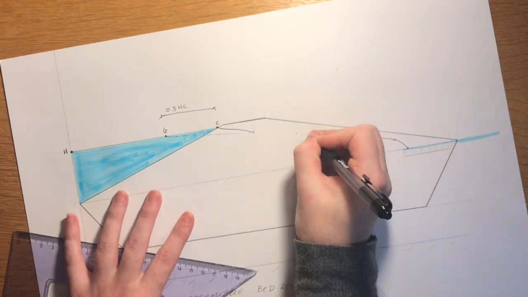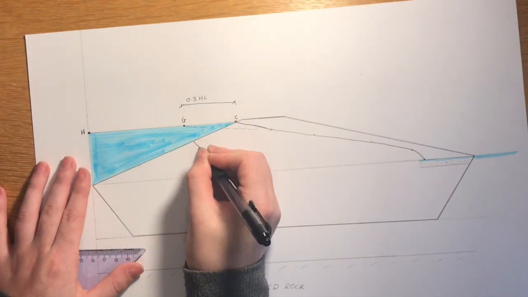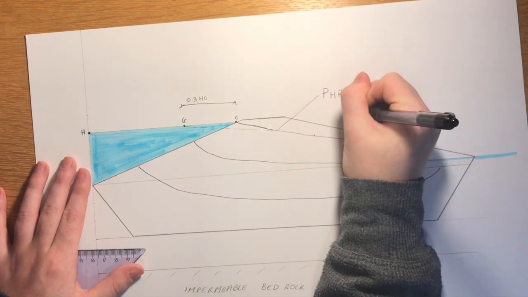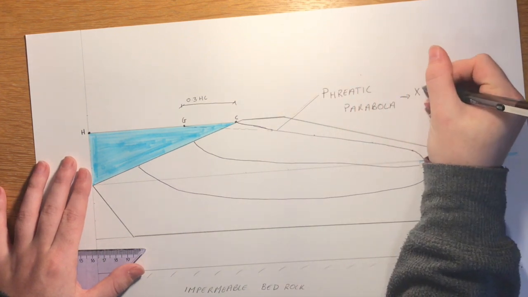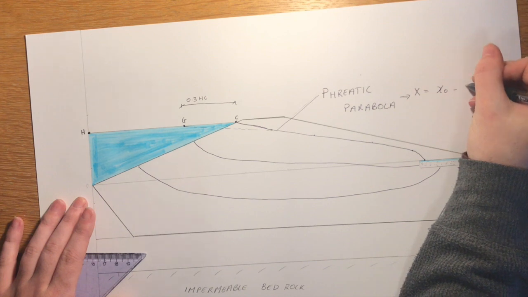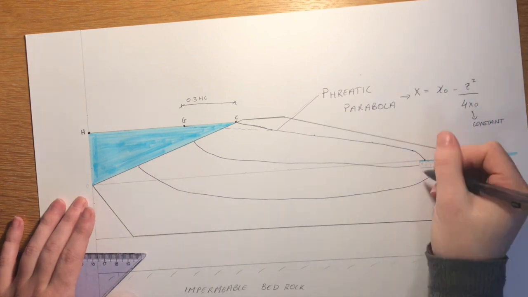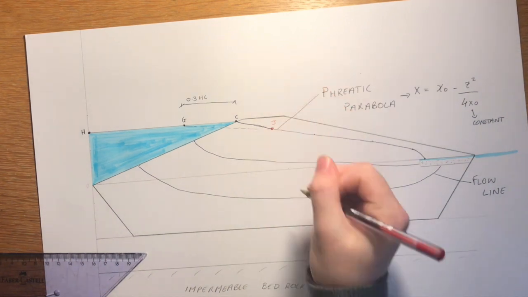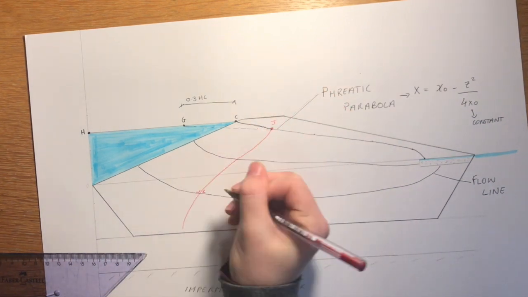The phreatic parabola is the first flow line drawn. This must follow the following rules. The length GC must be equal to 0.3 times the length HC, as shown in the diagram. And the points drawn on the curve must obey the equation x is equal to x0 minus z squared over 4 times x0, where x0 is a constant.